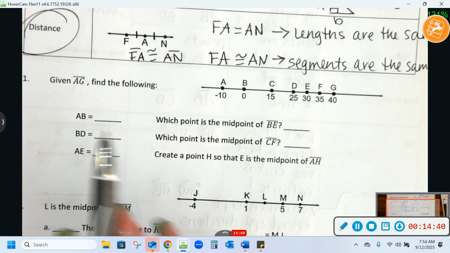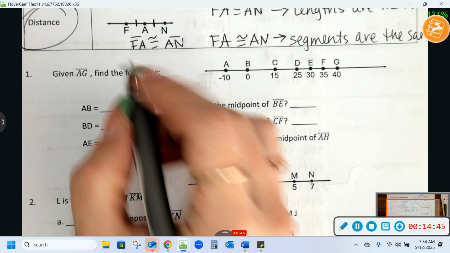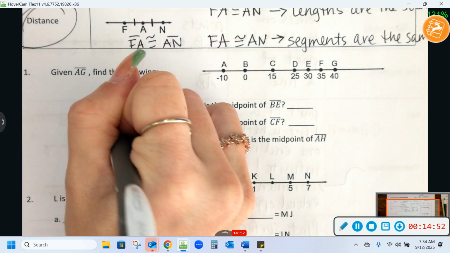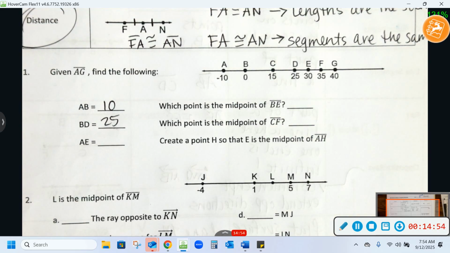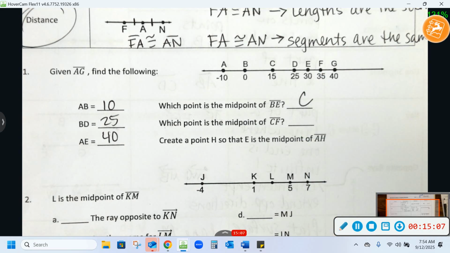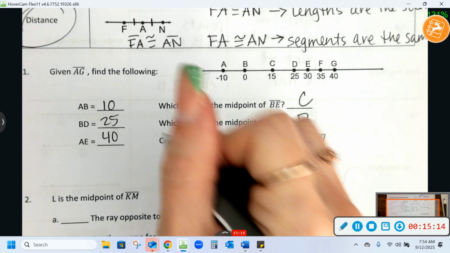Quickly. AB. How long is AB? What's the length of AB? 10. Good job. Here it comes. BD. What's BD? AE? 40. Now we're getting out of numbers. Which point is the midpoint of BE? C. CF. D. And that's your first little challenge today.